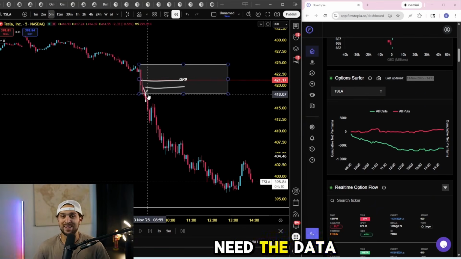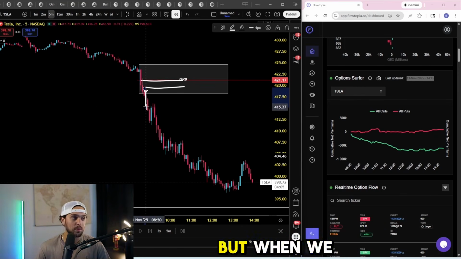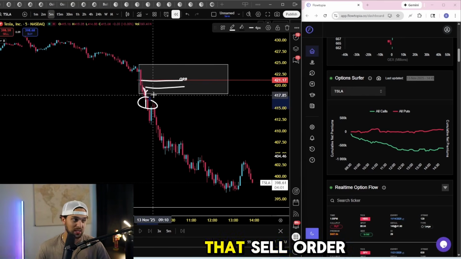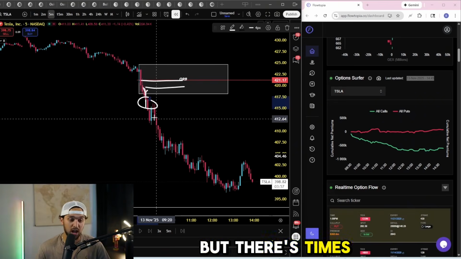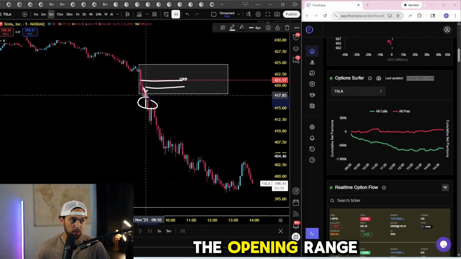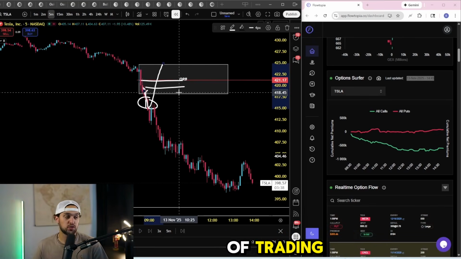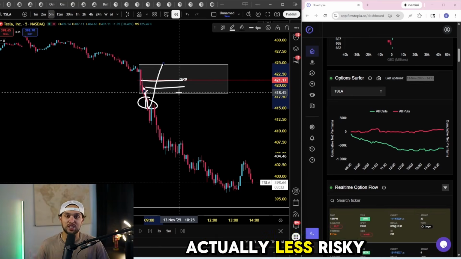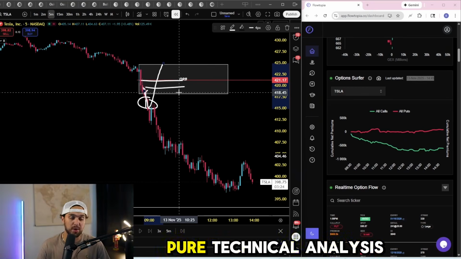Why do we need the data? Well, I've seen many times where we break the opening range, but when we break it, a lot of retail traders like to chase that sell order, like the buy order down here, for more downside. But there are times where they'll manipulate the opening range, where they'll do the breakout to the downside and then head higher. I've learned over the years of trading that when I use data with the opening range breakout, it makes it less risky, because I can follow the whales and see what they're buying and selling in real time, rather than just going off pure technical analysis.